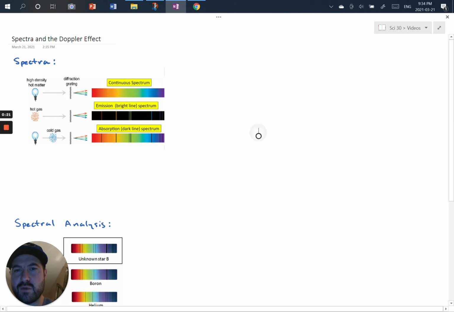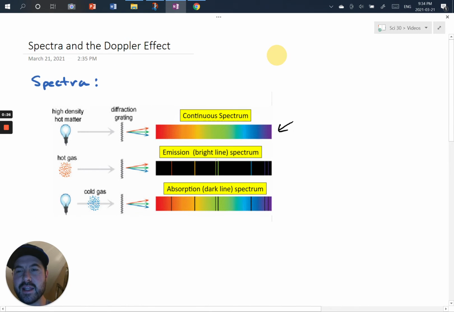Okay? First one, the continuous spectrum. This one looks like a rainbow. This would be something we would get if we looked at the surface of a really high density hot matter, the surface of a star, for example. So basically we're getting all the visible wavelengths emitted or produced by that object, and we are seeing a rainbow.